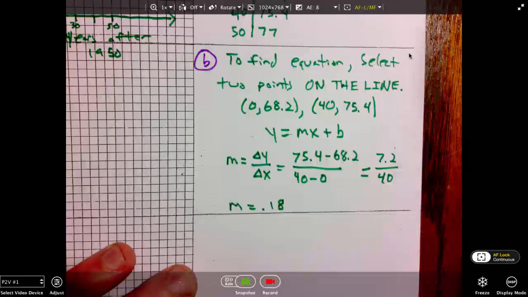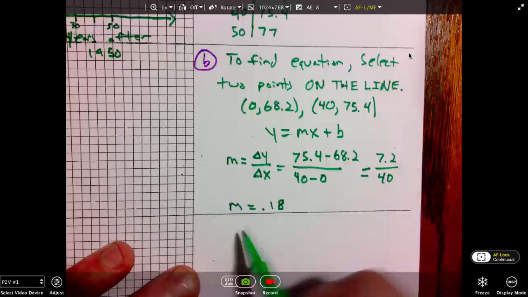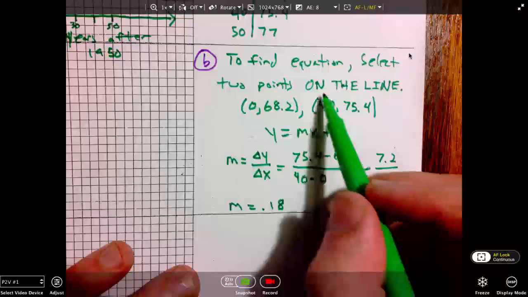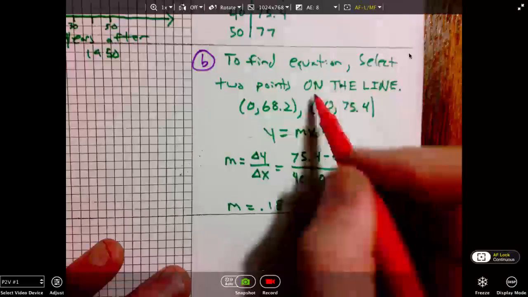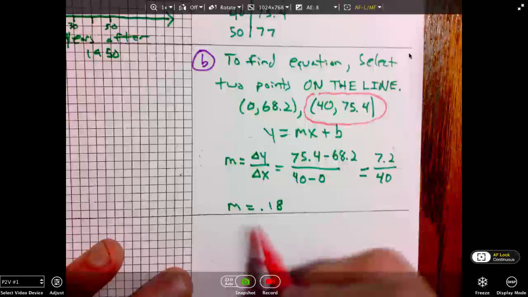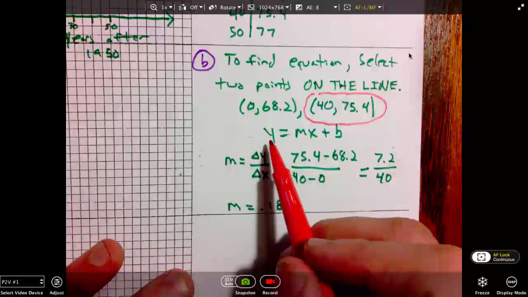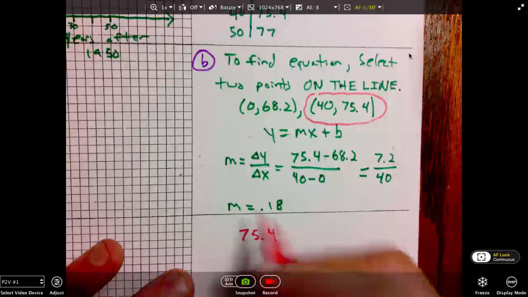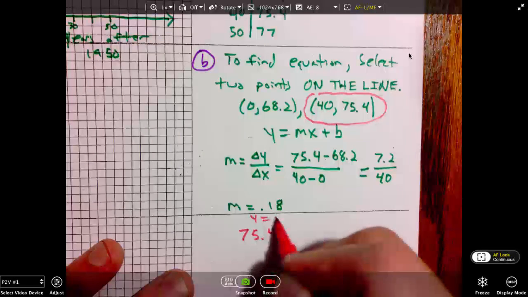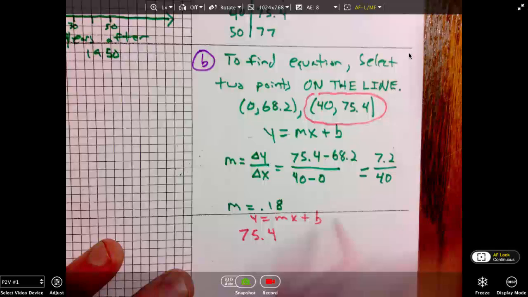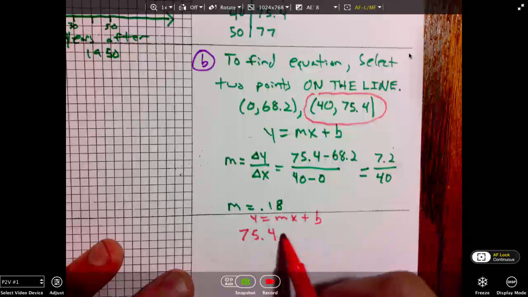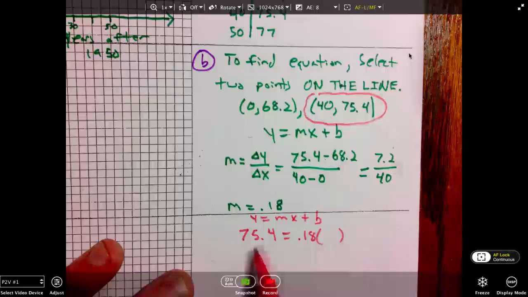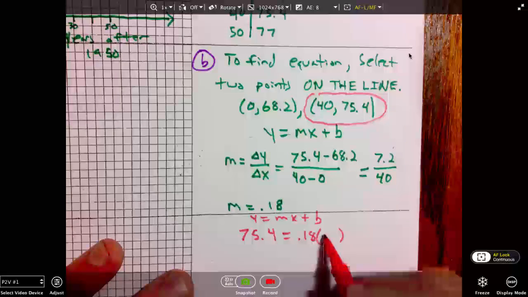Now we need to find our y-intercept. So we'll use either of these points. It doesn't matter which one, because they both fall on our line. I'm going to use this second point. Back into y equals mx plus b. Instead of y, I will substitute 75.4. Y has become 75.4. Slope we just solved for, it was 0.18. The x that corresponds with that 75.4 is 40.